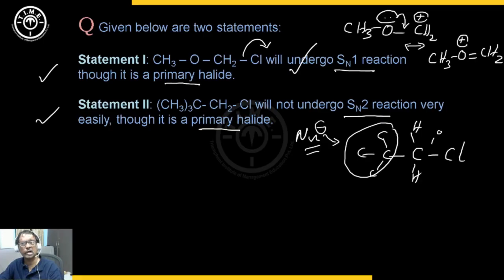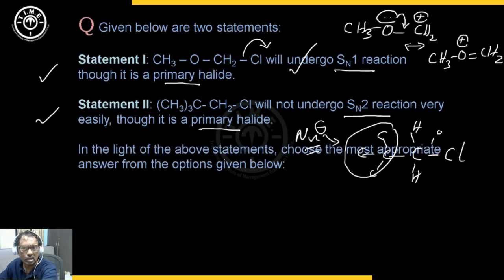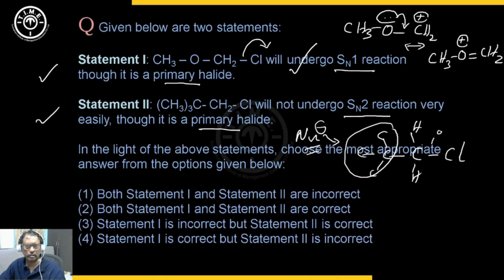Statement 1 is correct because the carbocation is stable. Statement 2 is correct because the path for the nucleophile is blocked. There is this bulky tertiary butyl group which is not allowing the nucleophile to come and attack this carbon from the opposite side, opposite to the halogen. Is that clear? So what shall we say is the answer? Both the statements are true. Option 2. Statement 1 is correct. Statement 2 is also correct.